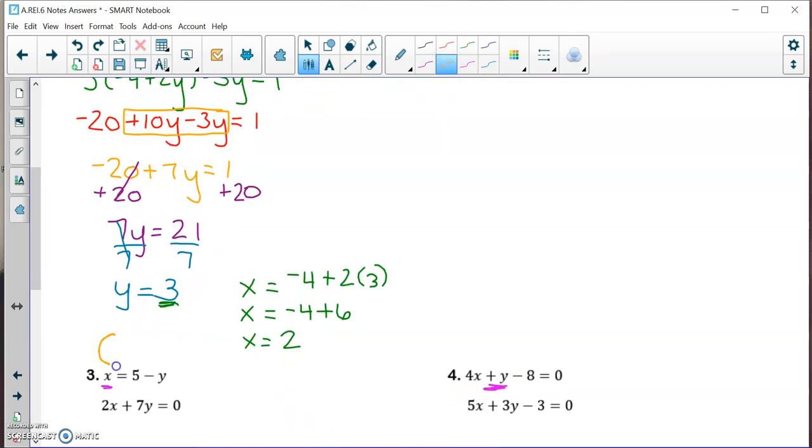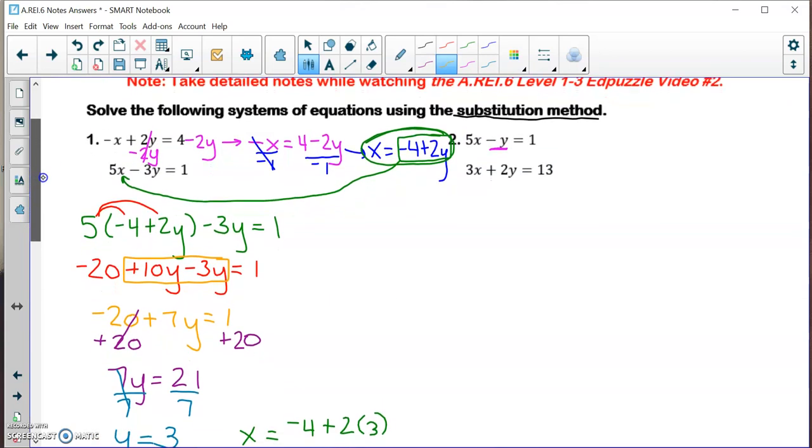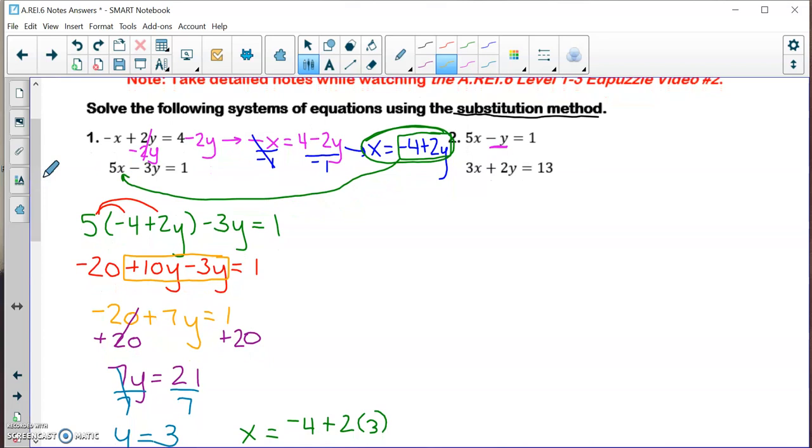So my ordered pair always comes x value first, then my y value. The intersection point between these two lines on the graph, if I were to graph these two lines, would be the point (2, 3). That is the solution to this system. And remember, you can always check your answer. So technically you can get 100% on these tests if you just check your answer and double check your work.